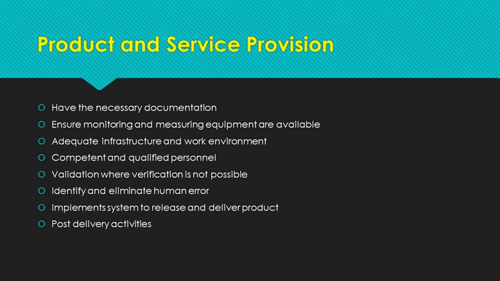Adequate infrastructure and work environment must be available, as defined by top management. Competent and qualified personnel must be available. Validation and periodic revalidation of the ability to achieve planned results where product cannot be verified must be done. Identify and eliminate human error. Implement a system to release and deliver product and post-delivery activities. The organization is finally making a product to sell.